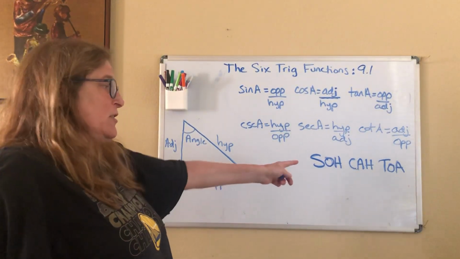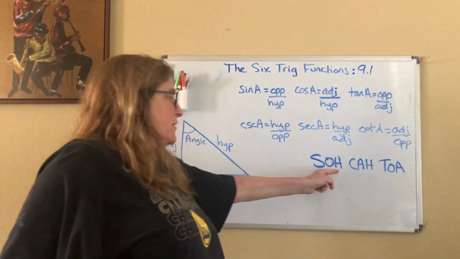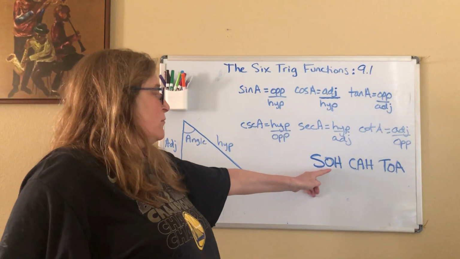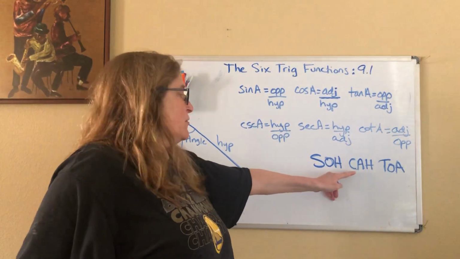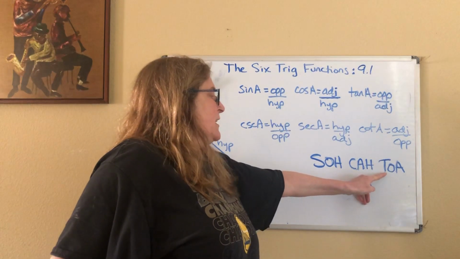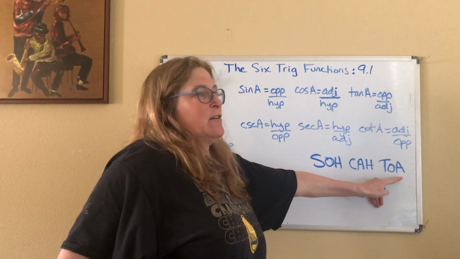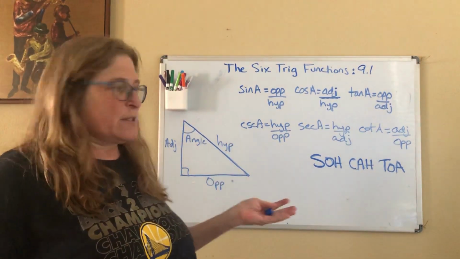So you guys, in geometry, I know you learned about SOHCAHTOA, right? So the sine of an angle is equal to the opposite over the hypotenuse. The cosine is equal to the adjacent side over the hypotenuse, and the tangent is equal to the opposite side over the adjacent side. So what exactly does that mean, hypotenuse, adjacent, opposite?